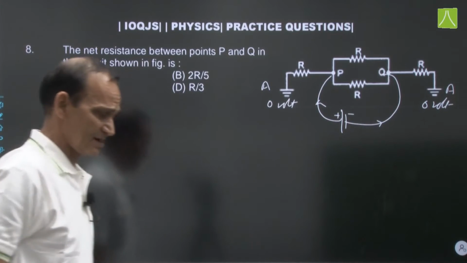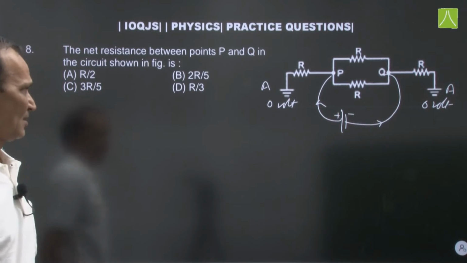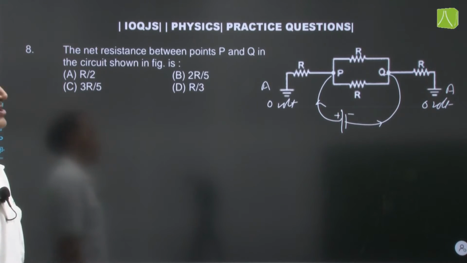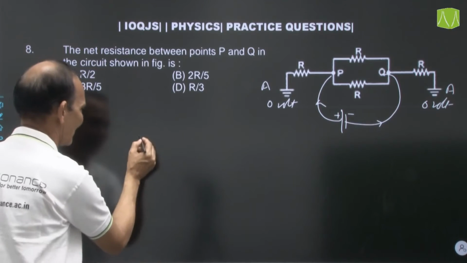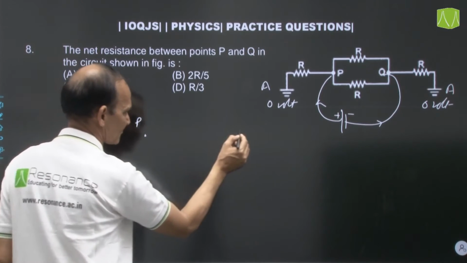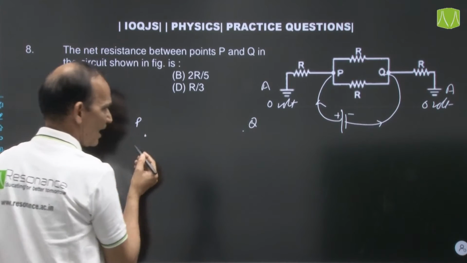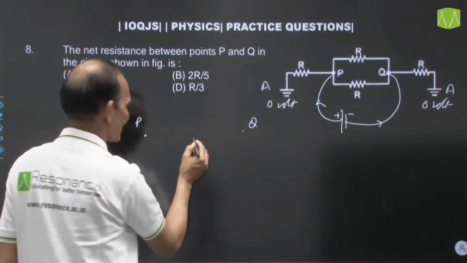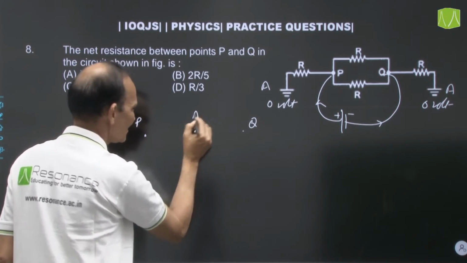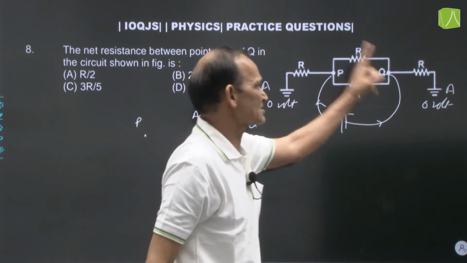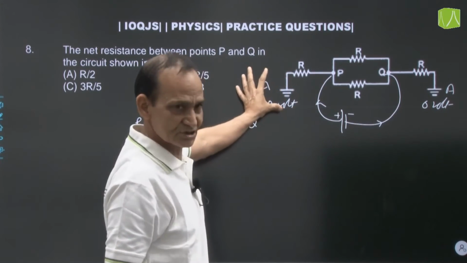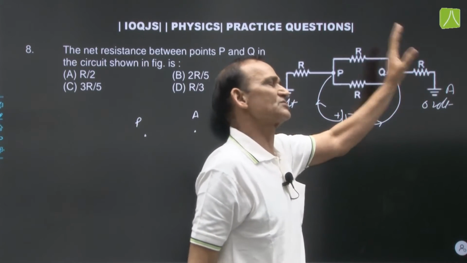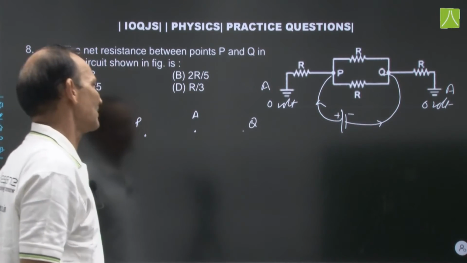How many points are there? P, Q and A. 3 points. But we have to find the resistance between P and Q. Then write P and Q at extreme distance, and other points between P and Q anywhere. So the other point is A. Think about this point A. Why is this A? Because its potential is 0. Earth, its potential is also 0. So both will be the same point.